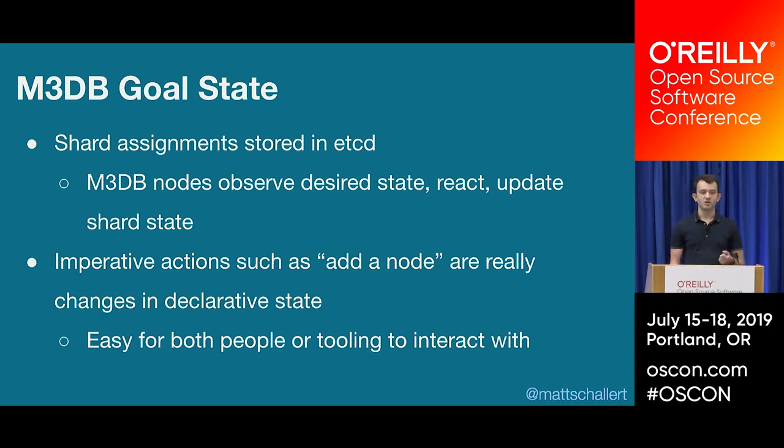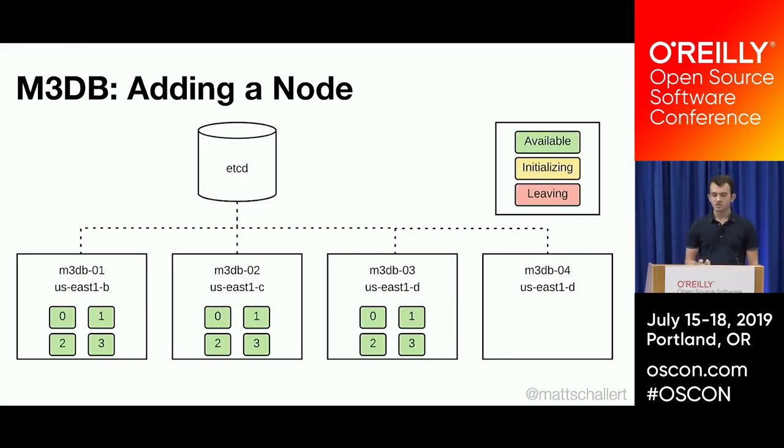So this means that although operations may be imperative, such as add a node, under the hood they actually just change this desired state, which makes it much easier for both people or automation to interact with, because although there are these varieties of interfaces to the system, under the hood they're all just influencing change in this declarative way. So more concretely, let's take a look at what it looks like to expand an M3DB cluster using these concepts.